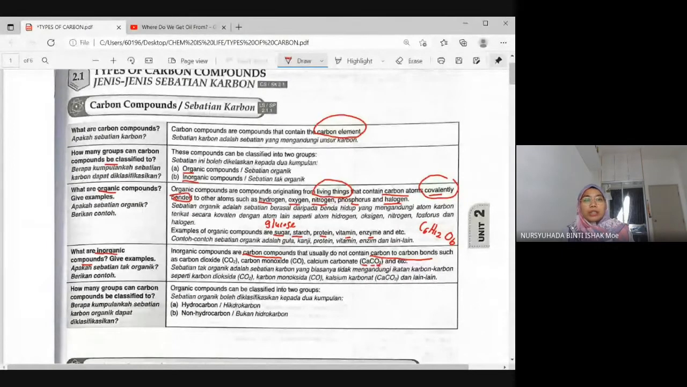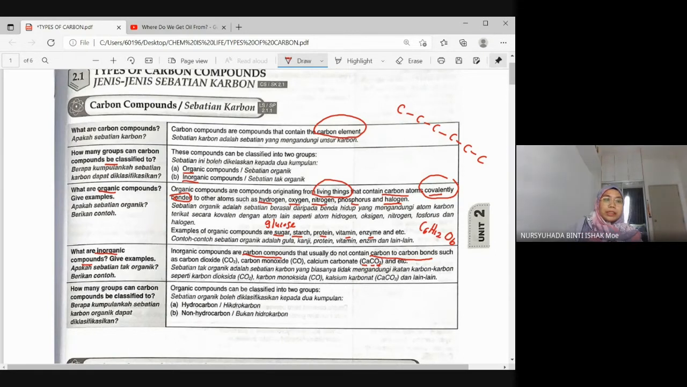Tapi kalau organic, dia mesti ada carbon to carbon. Contoh, glucose structure, C ada 6 kan? 2, 3, 4, 5, 6. So you nampak dia ada bond between carbon with carbon. So bond yang ada ni is covalent bond. Ini baru we call as organic carbon compound. Ada bond between carbon and carbon. Alright, kalau inorganic, they don't have carbon-carbon bond.